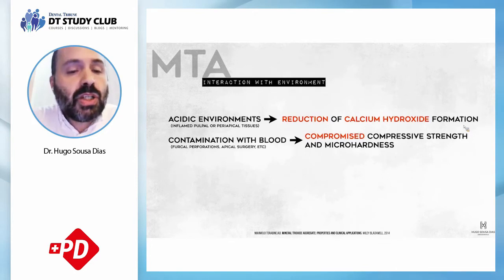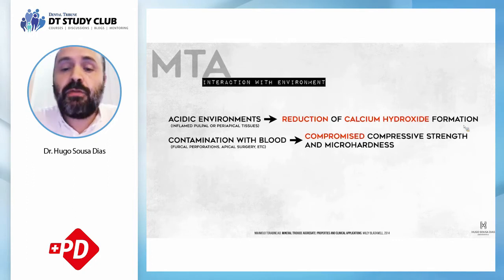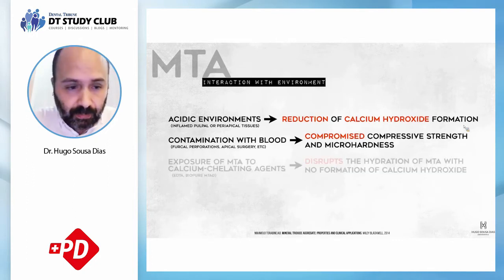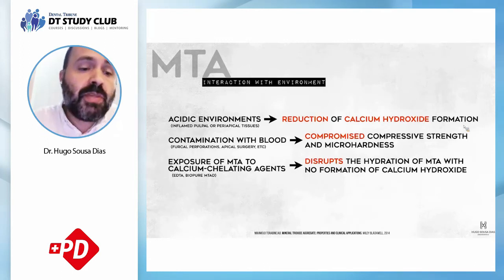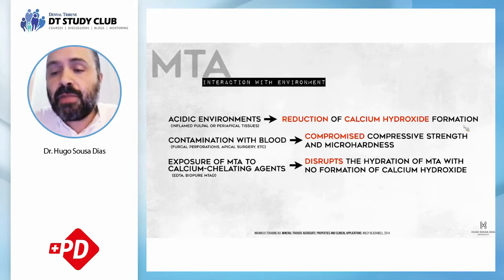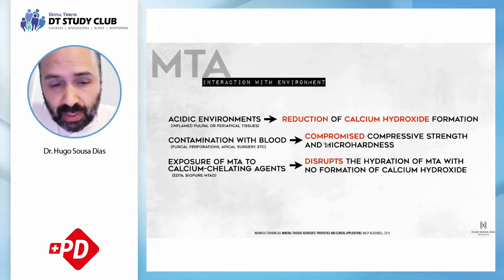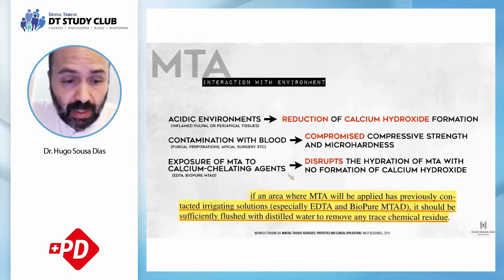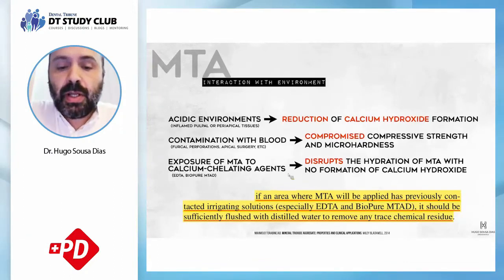And contamination with blood in furcal perforations and apical surgery can compromise compressive strength and microhardness. Even the exposure of MTA to calcium chelating agents like EDTA can disrupt the hydration of MTA, with no formation of calcium hydroxide. In this situation, what I can do is a flush with distilled water after my irrigation with EDTA, for example, to remove any trace of chemical elements inside the root canal. And after that, apply my MTA.